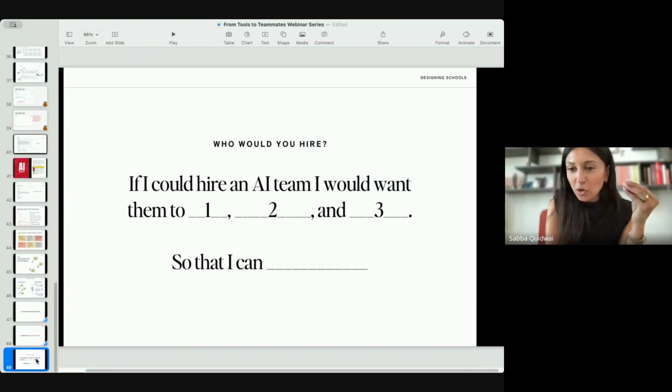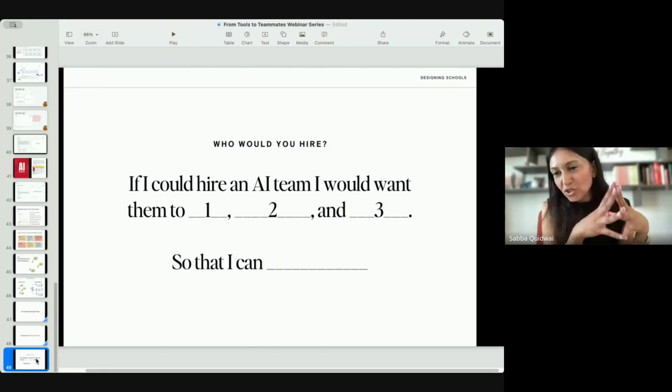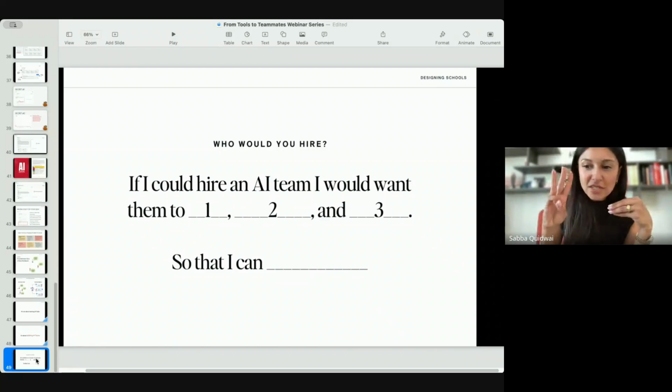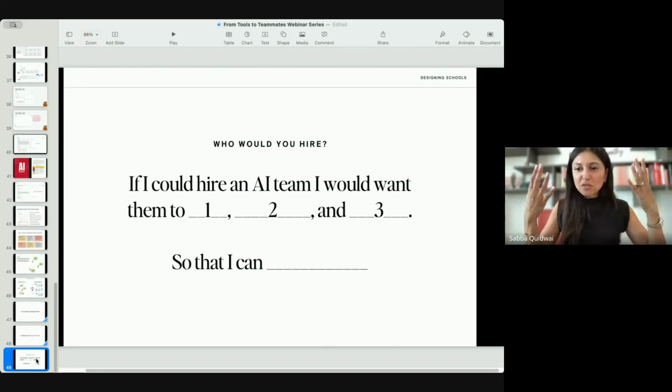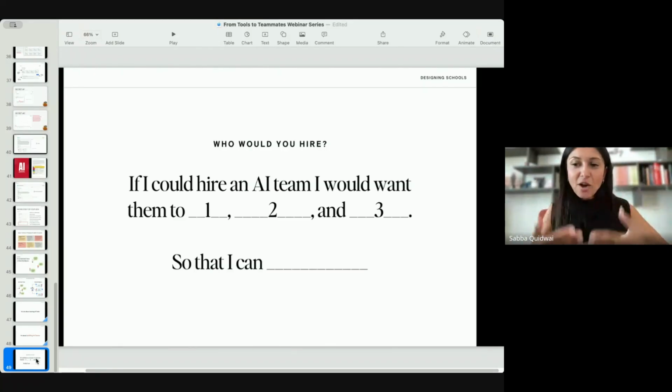Maybe it's like, I want help with research. I want help with lesson planning. I want help with grant writing. I want help with emails, strategic planning, building frameworks for AI in higher education. Whatever it is that you want, this is the question I want you to answer. If you could hire an AI team, what are 3 teammates you want? And if you get those 3 teammates, what changes for you? If you get those, now I can do what? How is your life going to change because you have these new teammates here?